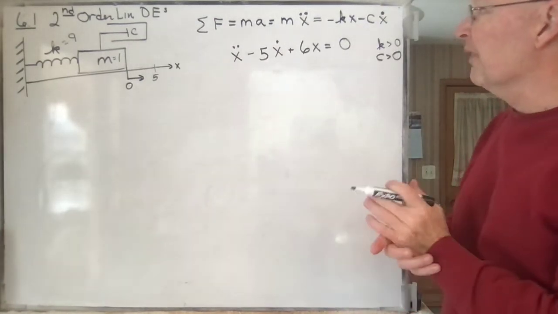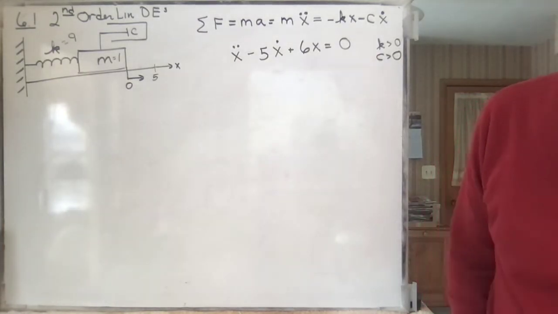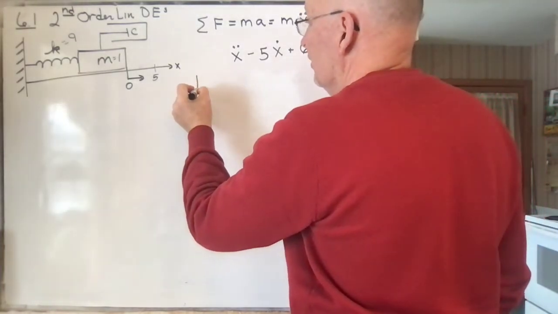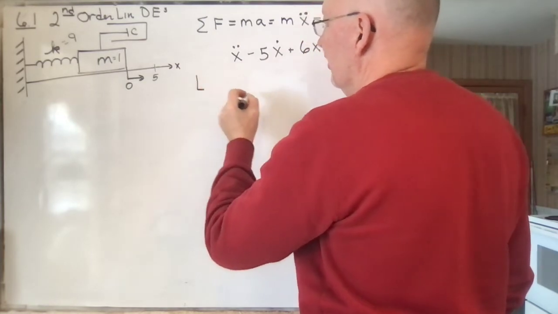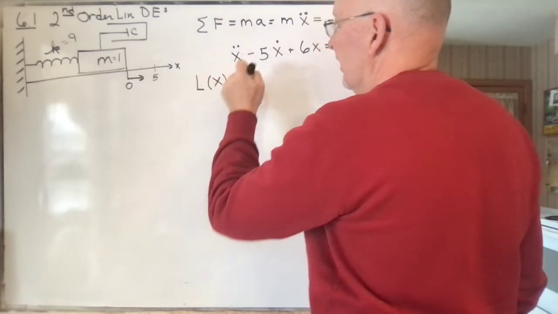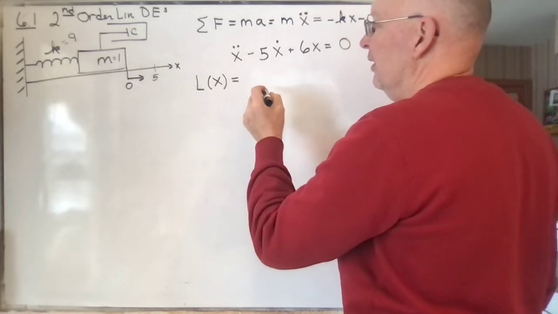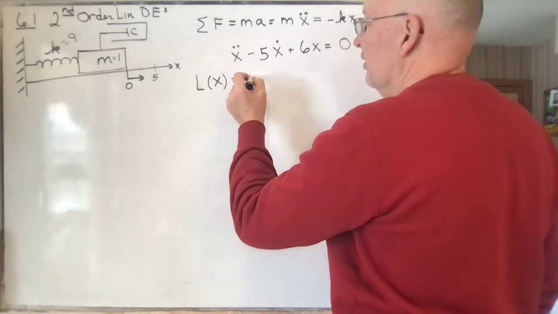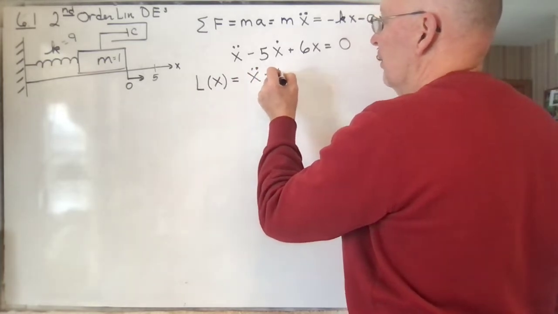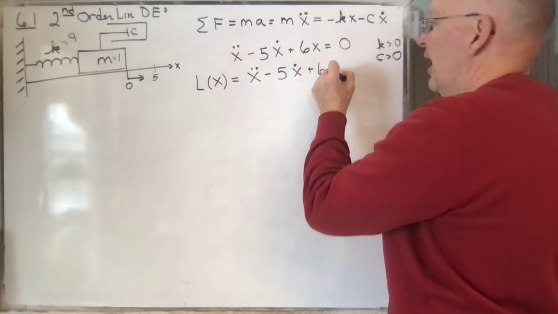So how do we go about solving that? Here's what we do. First of all, we let L be a linear transformation. Does that word ring a bell? L is a linear transformation that does this: it takes the function x and first takes the second derivative of x, and then it subtracts 5 times the first derivative of x, and then it adds 6x.